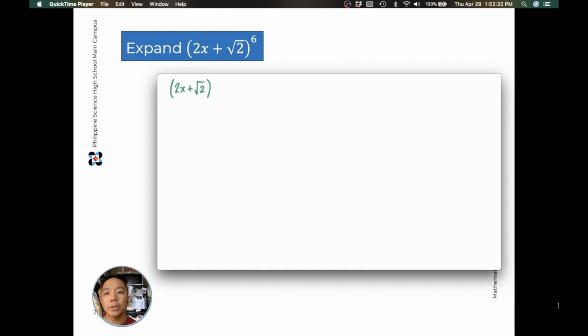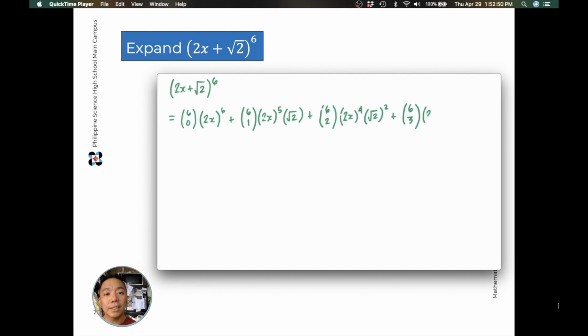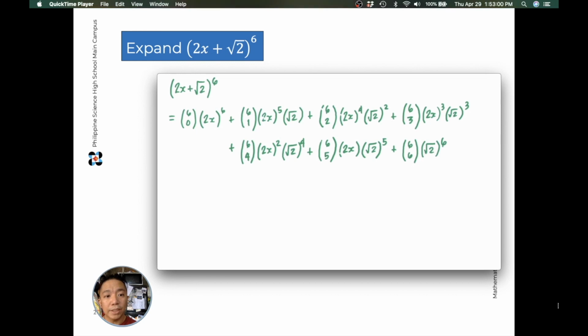So our coefficients will start from 6 choosing 0, then 2x raised to 6, 6 choosing 1, 2x raised to 5, then square root of 2, and so on. 6 choosing 2, then the powers of 2x nagde-decrease, yung powers ng square root of 2 nag-i-increase, until umabot tayo sa 6 choosing 6 times 2x raised to 0 times square root of 2 raised to 6, which is that last term. Then let's just evaluate the combinations and yung powers.